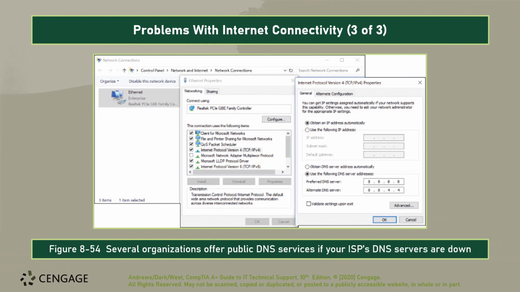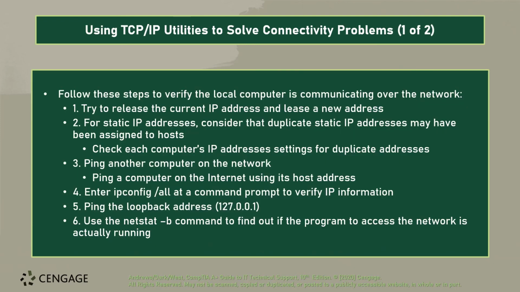Now here we can see somebody using the 8.8.8.8 that I recommended. 8.8.4.4 is another one of Google's. If you're having issues with verifying your local computer's communication system, just ping yourself. You can ping your own IP address, or you can use the loopback address 127.0.0.1.